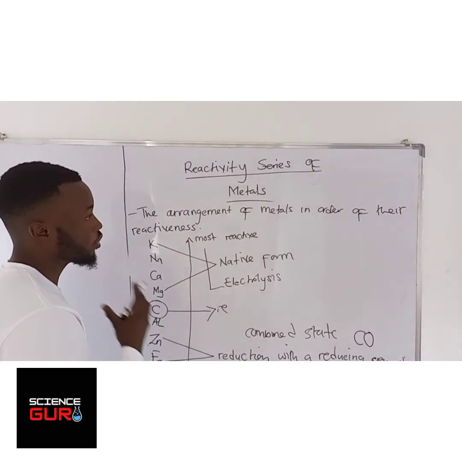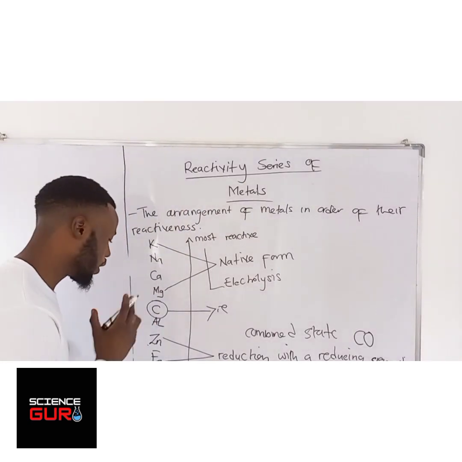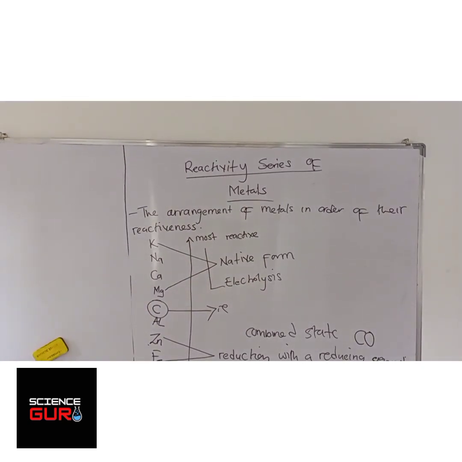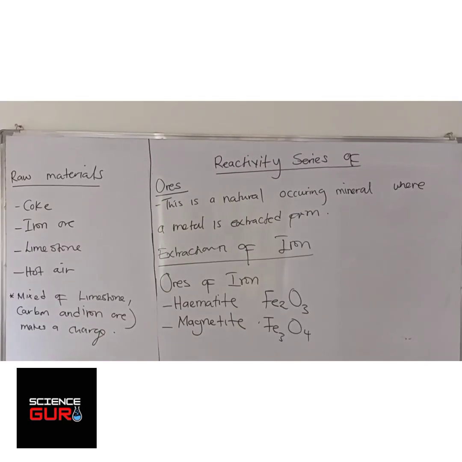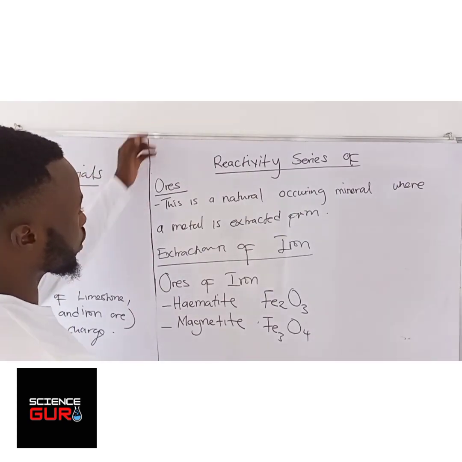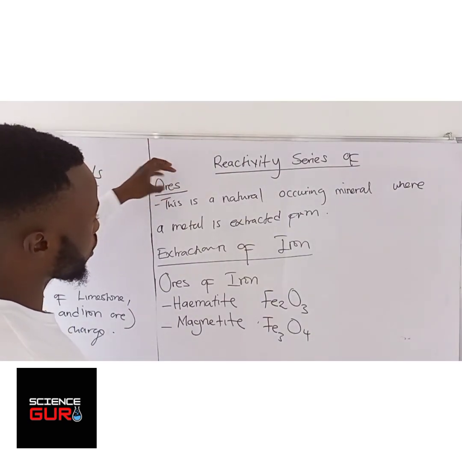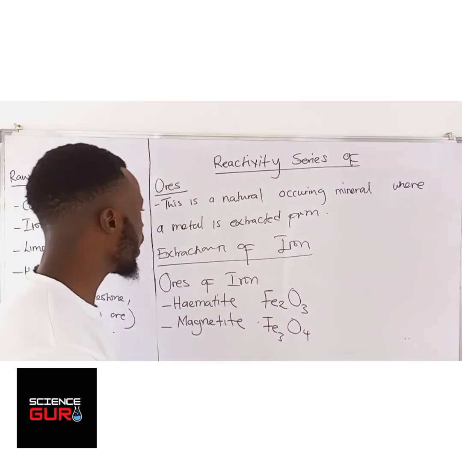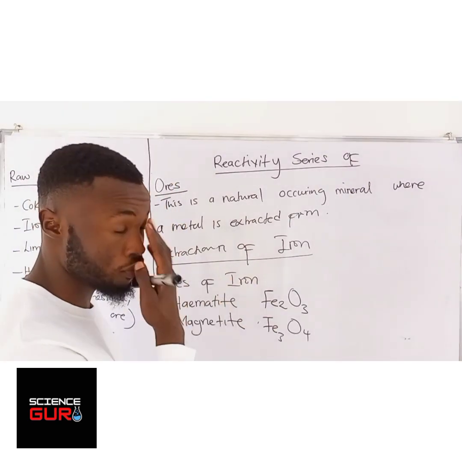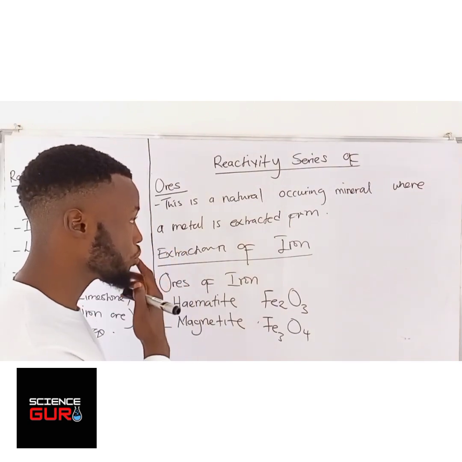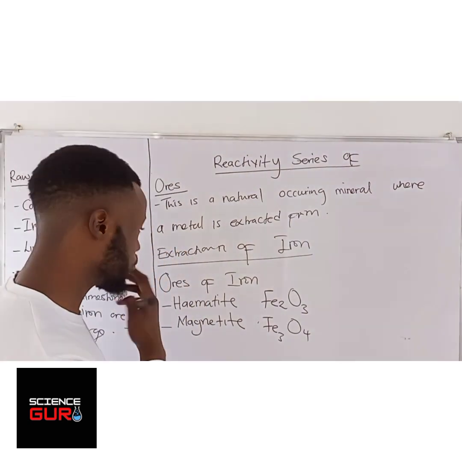So the next part that we're going to look at is the extraction of iron. Iron is extracted from the ore. What is an ore? An ore is a naturally occurring mineral where a metal is extracted from. I want you to get that.